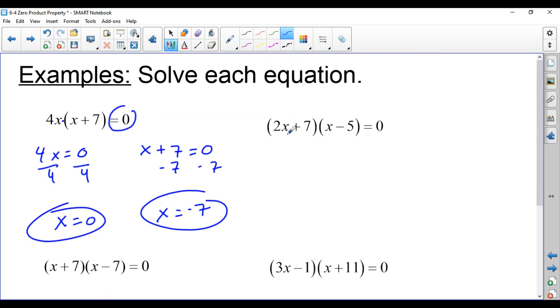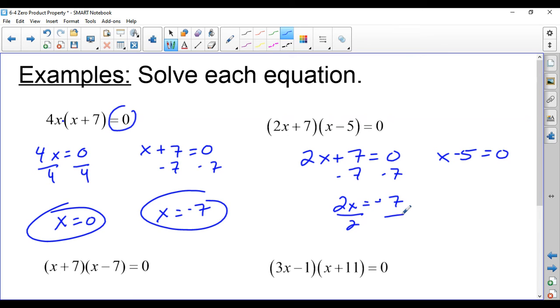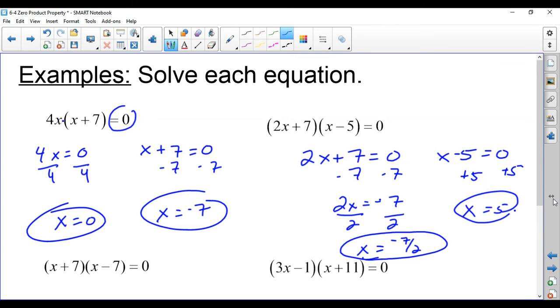Over here, I have the factors 2x plus 7 times x minus 5. Set each factor equal to 0, and then solve each equation. This is a two-step linear equation. I need to subtract the 7 from both sides first, and then I'm going to divide both sides by 2. You can leave an answer, negative 7 halves, or you could change that to a decimal, which is negative 3.5. Over here, I'm going to add 5, and I get x equals 5. So I have two factors, two solutions.